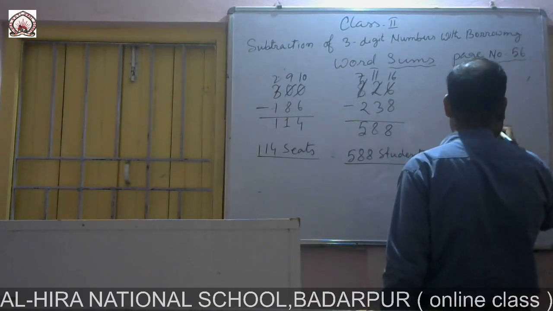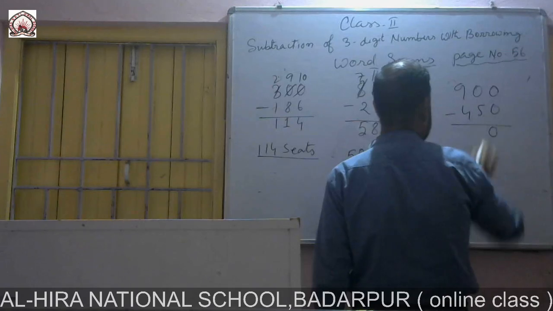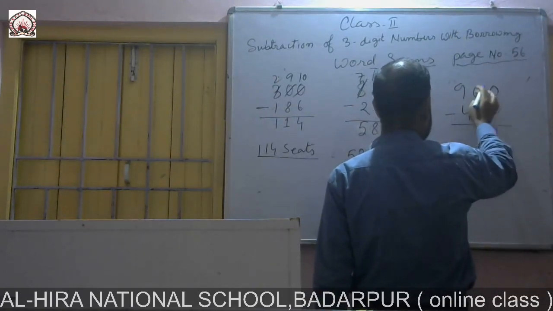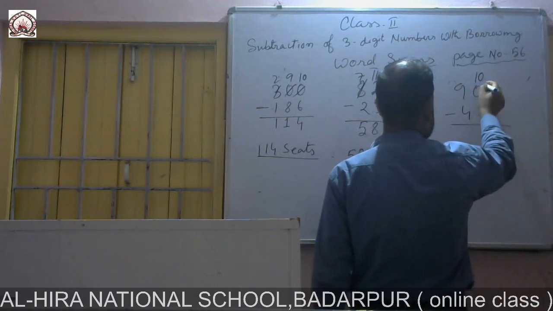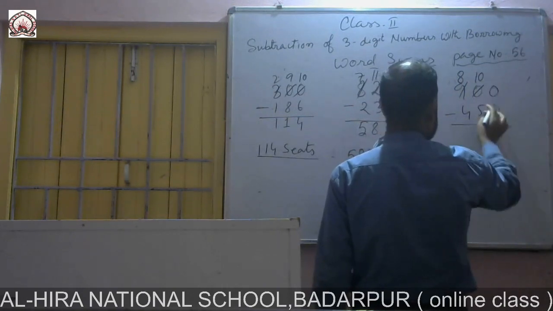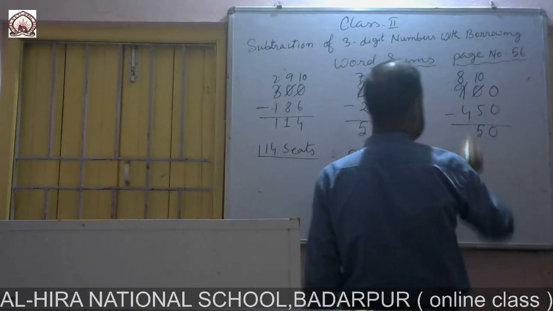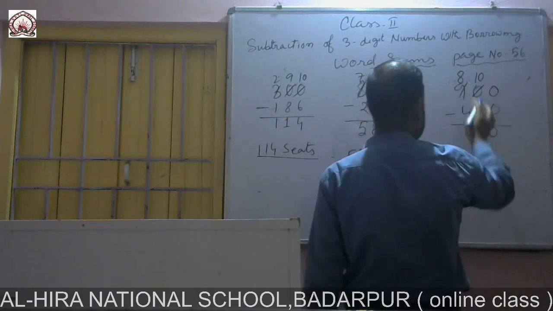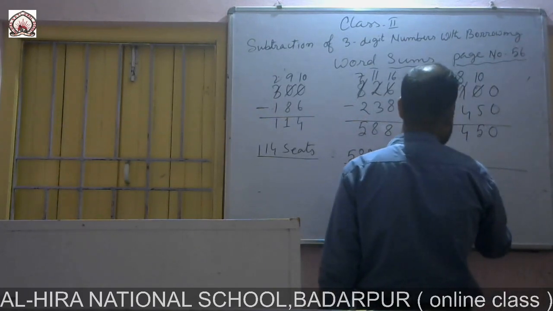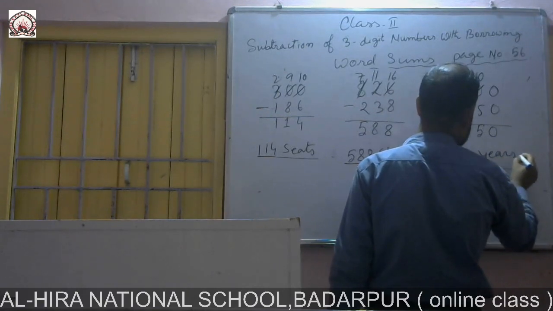0 minus 0 is equal to 0. Then there are 5. 0 minus 5 we can't. So borrow 1 from this 9. Then there is 10, and there remain 8. 10 minus 5 is equal to 5, and 8 minus 4 is equal to 4. So answer is 450 years old.